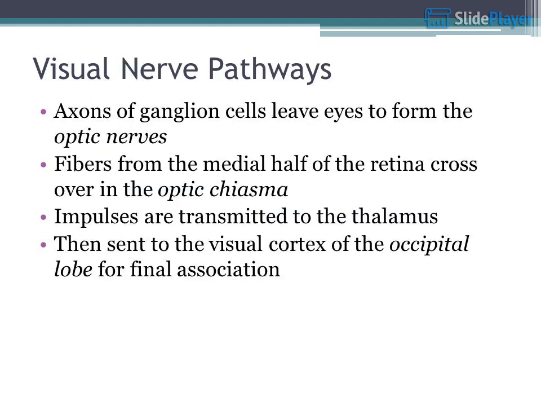Visual nerve pathways: axons of ganglion cells leave the eyes to form the optic nerves. Fibers from the medial half of the retina cross over in the optic chiasma. Impulses are transmitted to the thalamus, then sent to the visual cortex of the occipital lobe for final association.